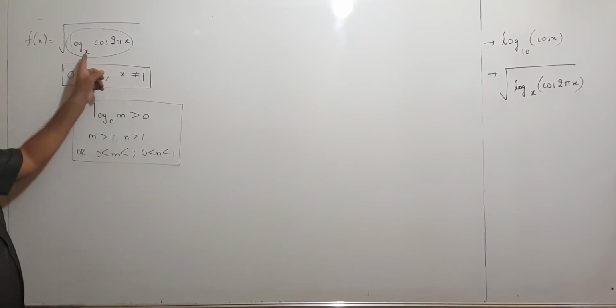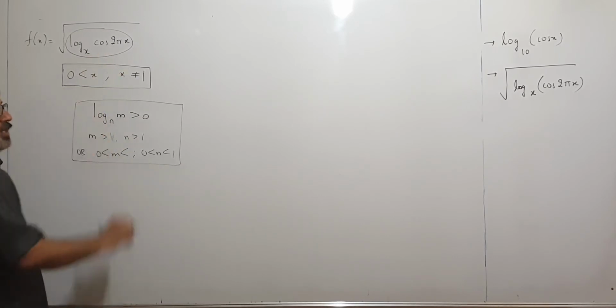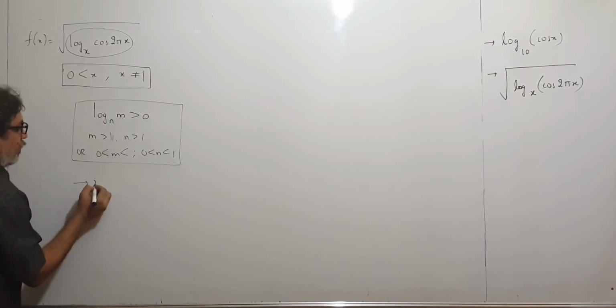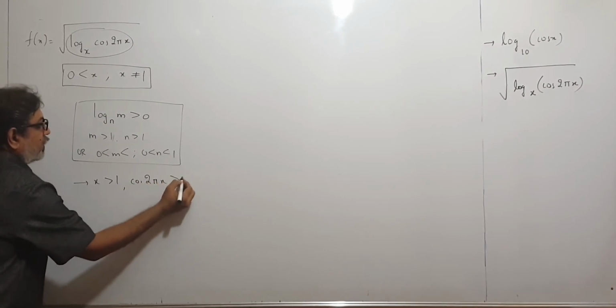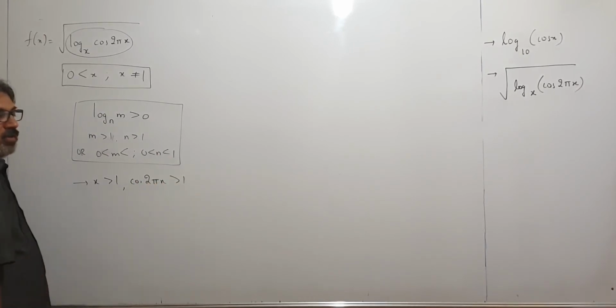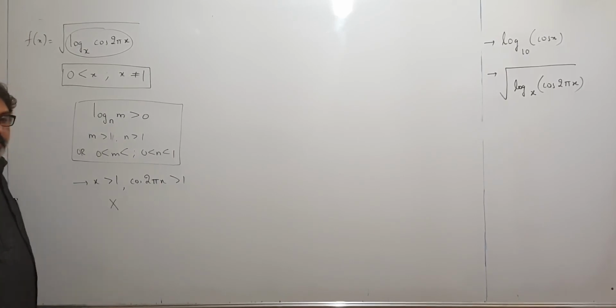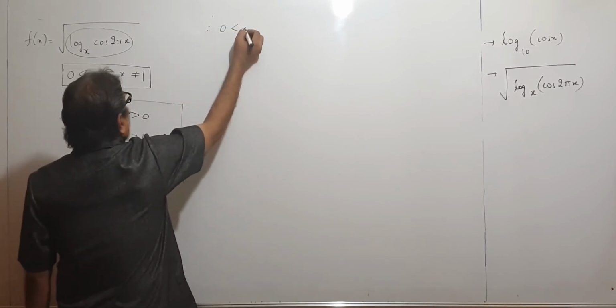So either these both should be greater than 1. That means x should be greater than 1 and cos 2 pi x also greater than 1. But I know cos theta cannot be more than 1. So this case is ruled out. X cannot be greater than 1. Therefore x will be between 0 and 1. Therefore I come to know 0 is less than x is less than 1.